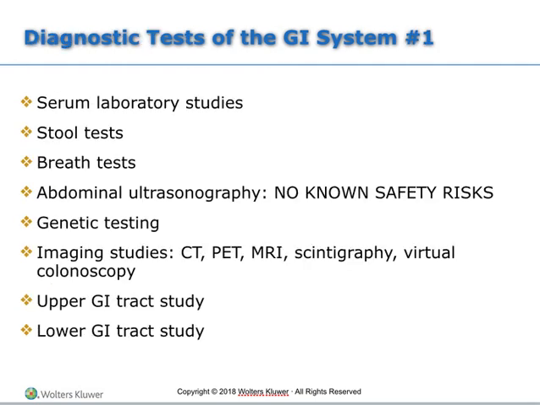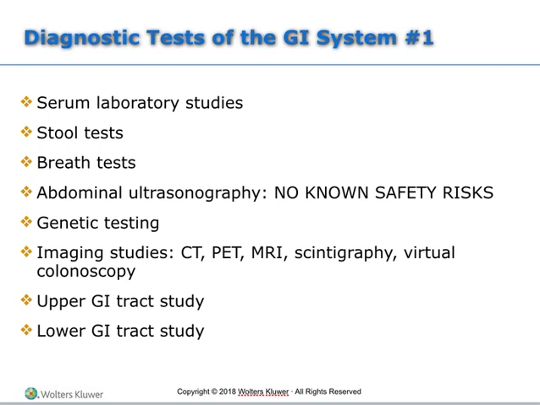Then we are going to turn to some diagnostic tests. We could do lab studies, which I've talked about. We could do stool tests, breath tests, an abdominal ultrasound. Abdominal ultrasounds are great because they look at the structure of the abdomen and the organs within there, and it's very safe. There are no known safety risks for having an abdominal ultrasound.